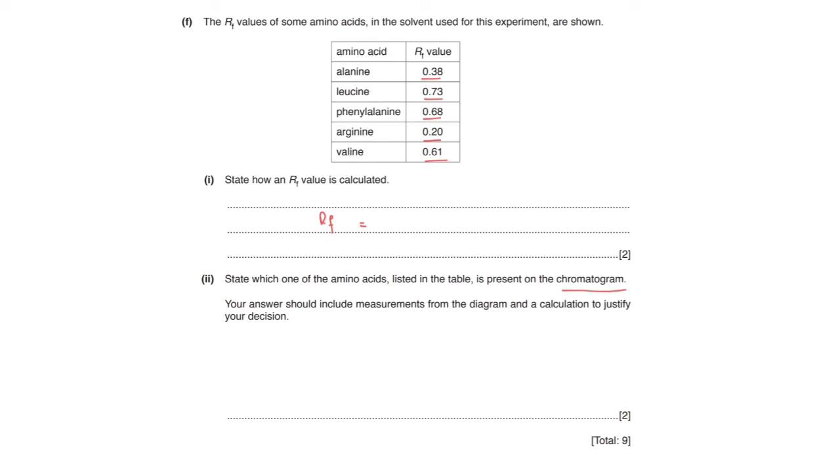Now what you need to do, you will go back to the diagram. You can just pause the video and go back to the diagram and calculate the RF values of each of these. So if there are 3 spots, you have to calculate the RF values of all 3, and then compare them with the RF values of these substances. For example, if there is a dye whose RF value is 0.38, it means that the mixture had alanine. If a substance has an RF value of 0.73, it means the substance had leucine. Okay, that's how you will do it.